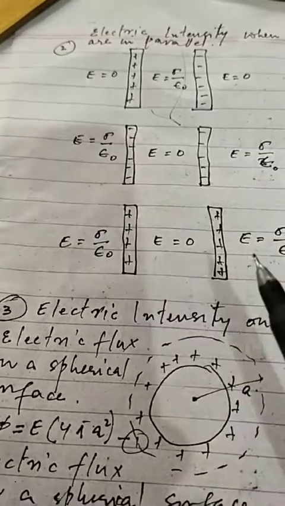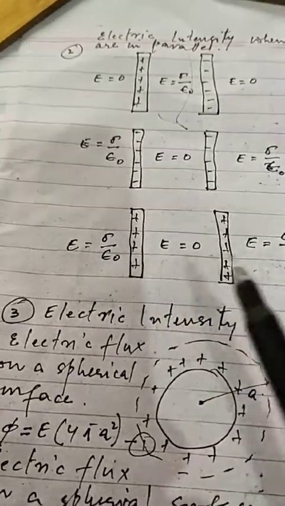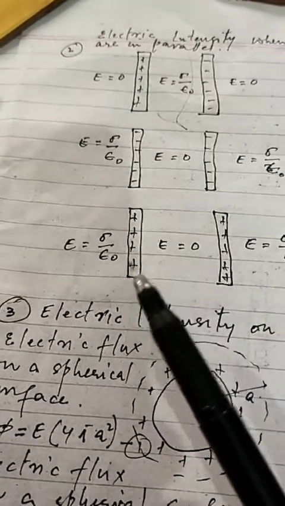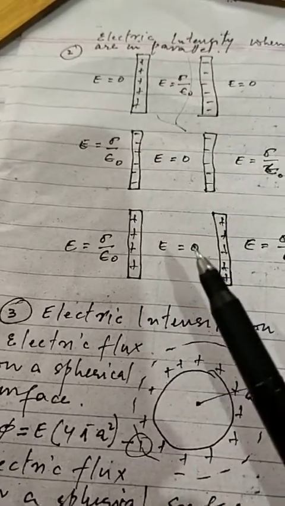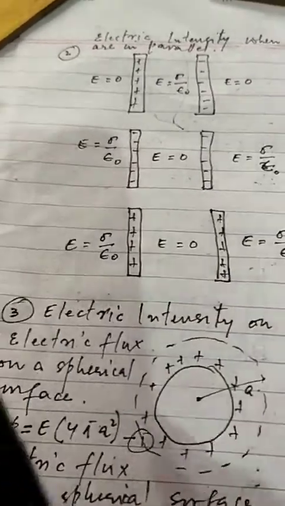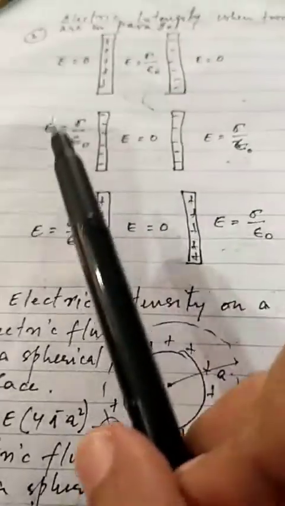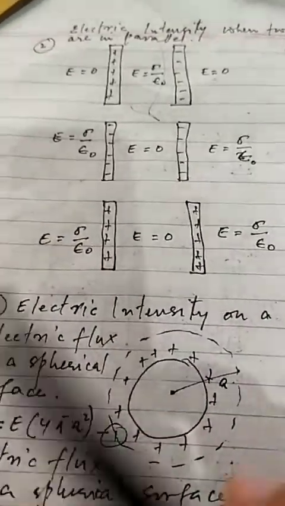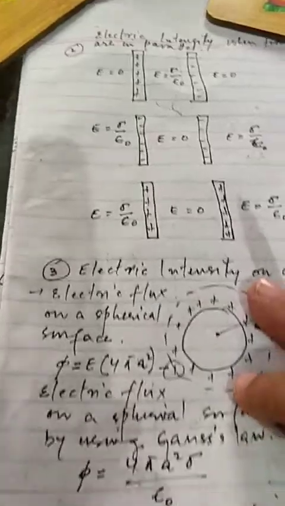It is the third option, in which two charge sheets are placed in parallel and both are positive. If you calculate the total electric field intensity between the sheets, then it will be 0. And if you calculate the total intensity at the right hand or left hand, then it will be the same as for negative charge sheets, meaning sigma over epsilon naught. It was the second application of Gauss's law.